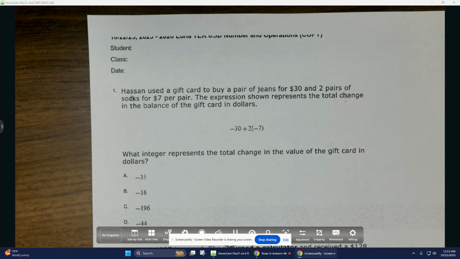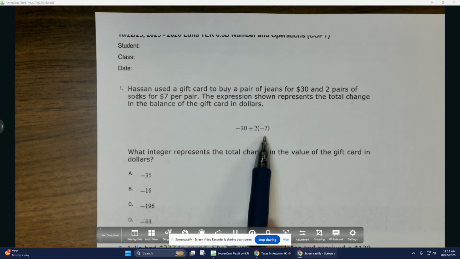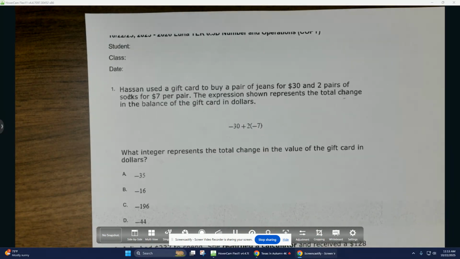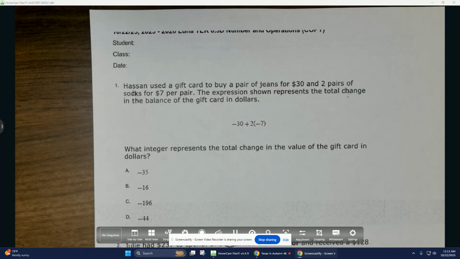All right, number one. Hassan used a gift card to buy a pair of jeans for $30 and two pairs of socks for $7 per pair. The expression shown represents the total change in the balance of the gift card in dollars. Here's the expression right here. What integer represents the total change in the value of the gift card in dollars?